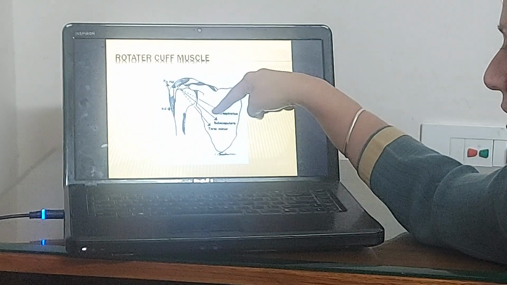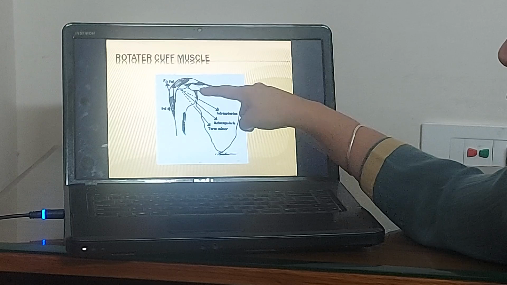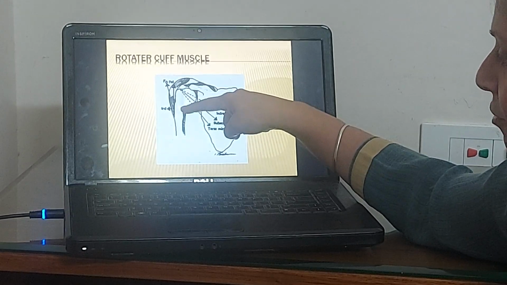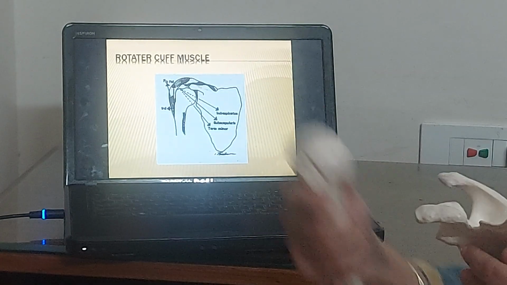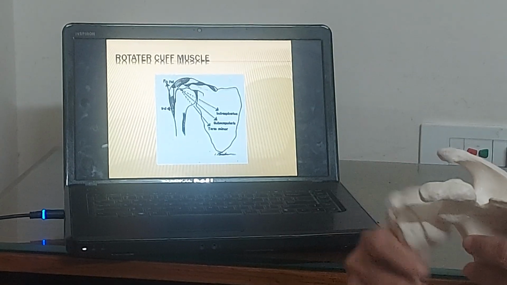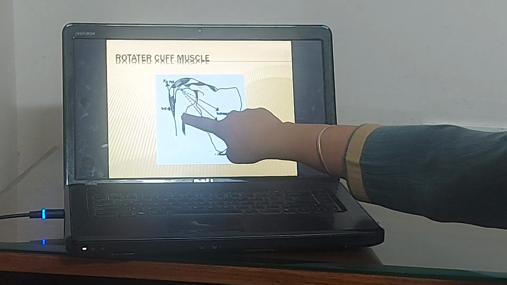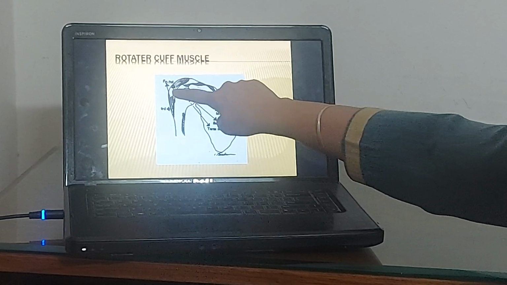This is the resultant component, and if I divide it into two parts, this will be the rotatory component and this will be the translatory component. The translatory component offsets the translatory component of the deltoid. So the superior translatory motion is offset by the translatory motion of the rotator cuff muscles. So they are basically cancelled.